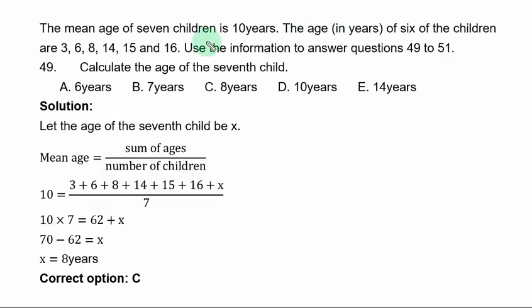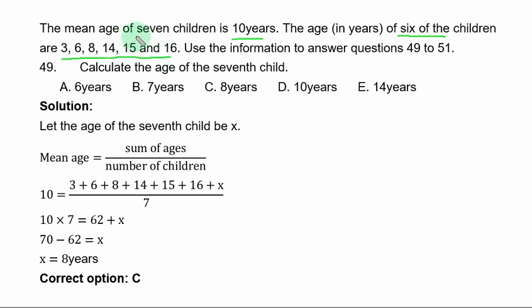The mean age of 7 children is 10 years. The ages in years of 6 of the children are 3, 6, 8, 14, 15, and 16. Use the information to answer questions 49 to 51. Question 49. Calculate the age of the 7th child. Solution. Let the age of the 7th child be S.